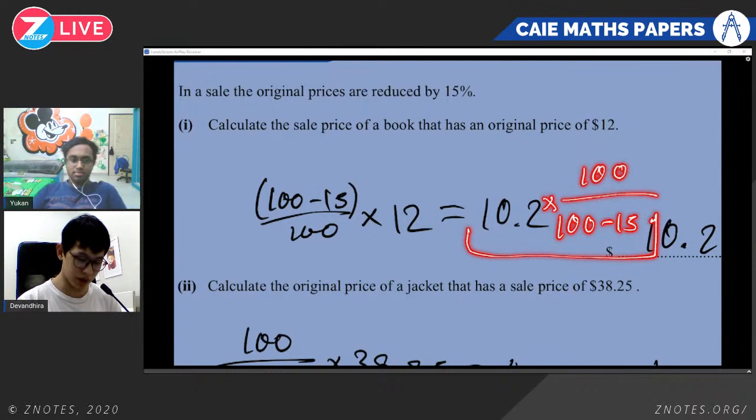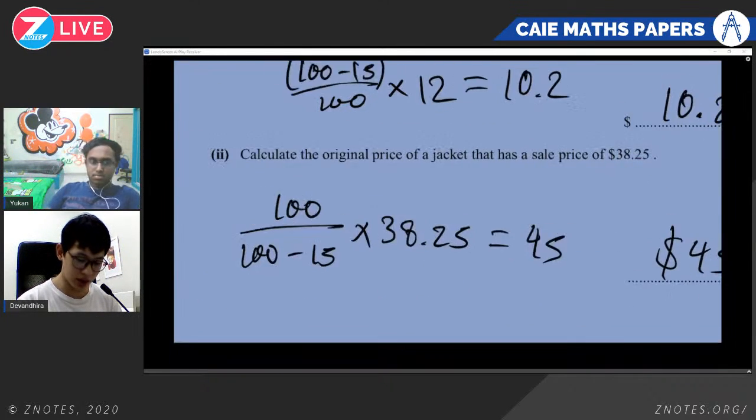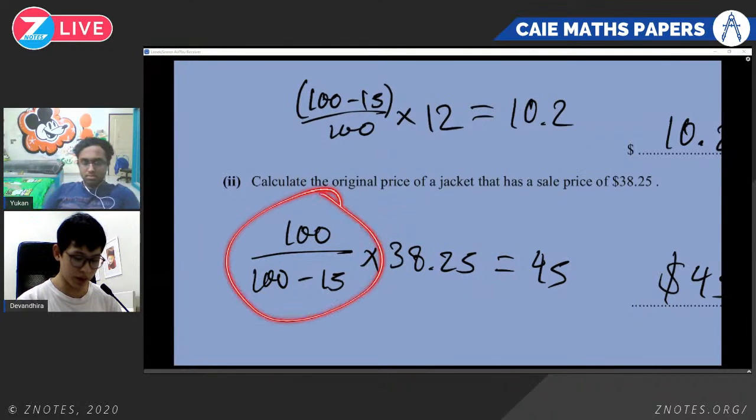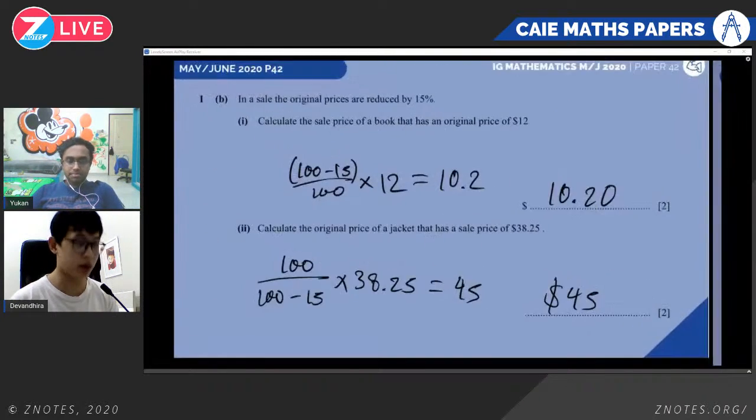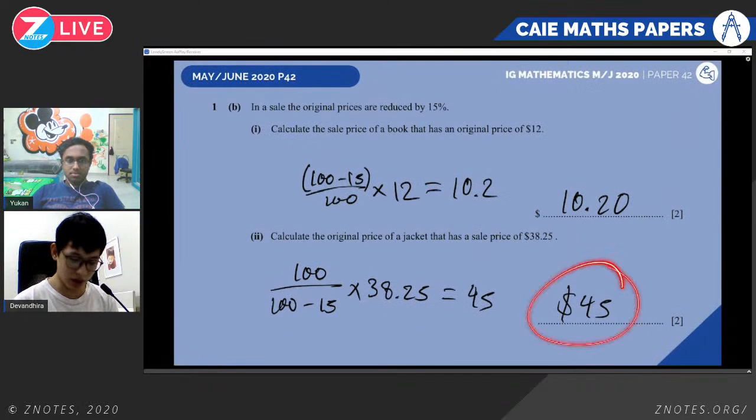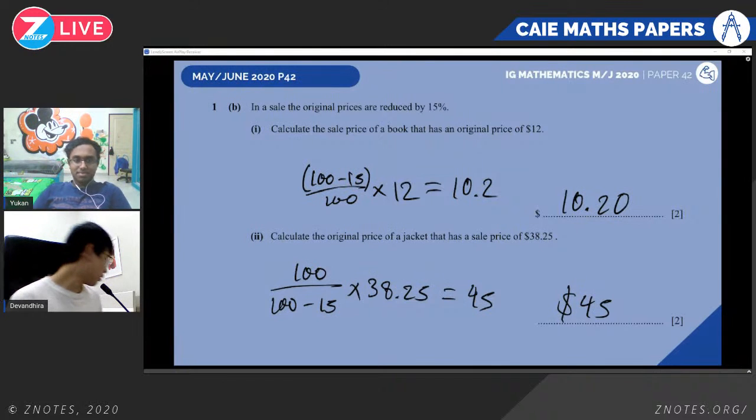So it's the same thing for this one. We have the discounted price. We just have to multiply it like this, and you get the original price, which is $45 in this case. So you can write it down, and your 2 marks is in your pockets. Anything you want to say, Yugan, in here? No? Okay, so next question.